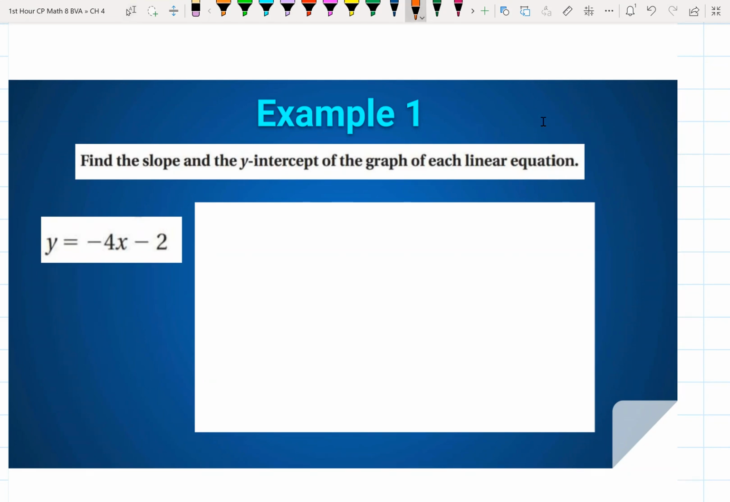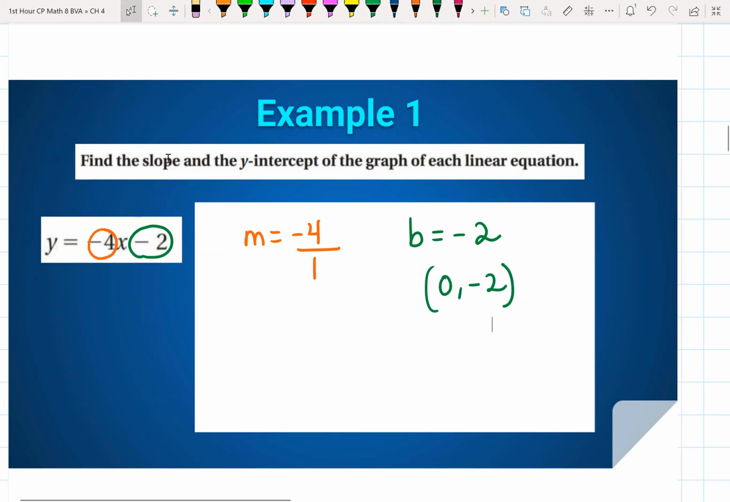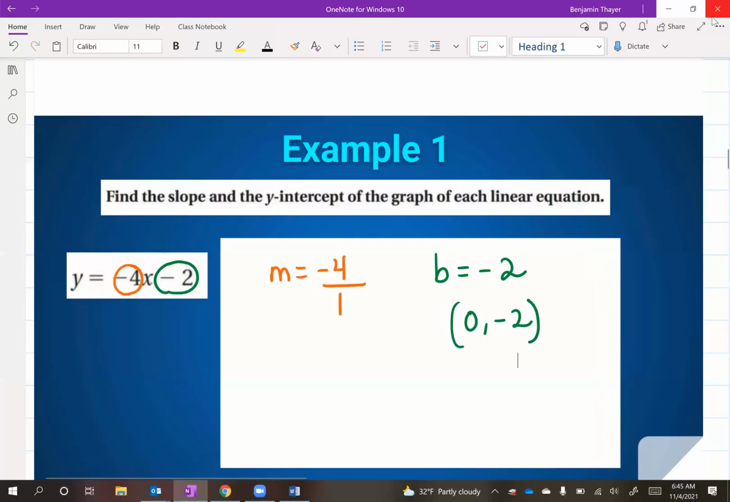So as we look at this equation, the number that sits next to x, this would be our slope. So our slope is -4, and we write it as a fraction over 1. The number that is after that, this -2, that's our y-intercept. So b is equal to -2, and we like to write it as a coordinate, (0, -2). So there you have it. There's our first slope-intercept identification for example 1.